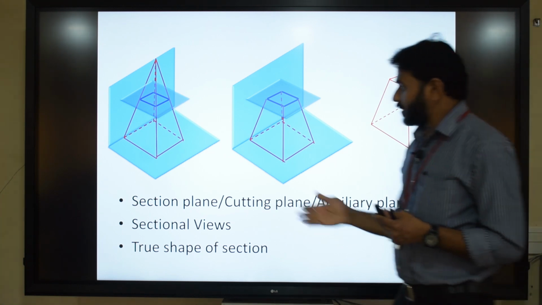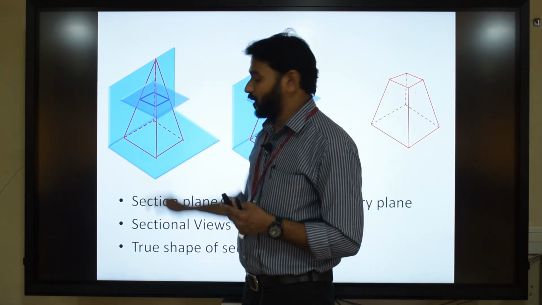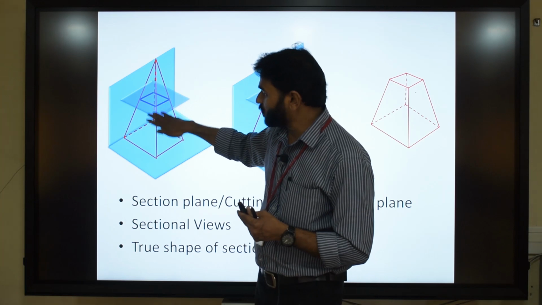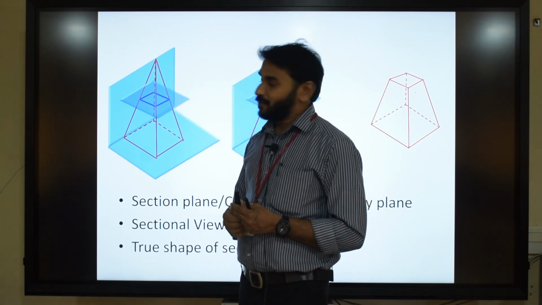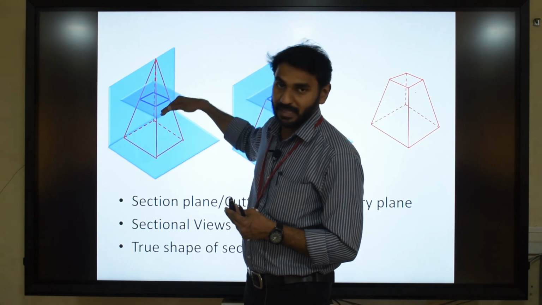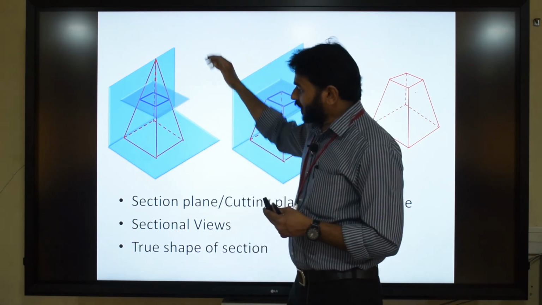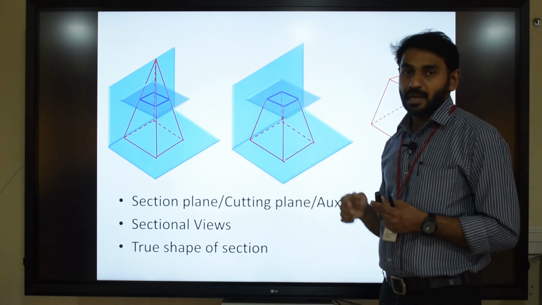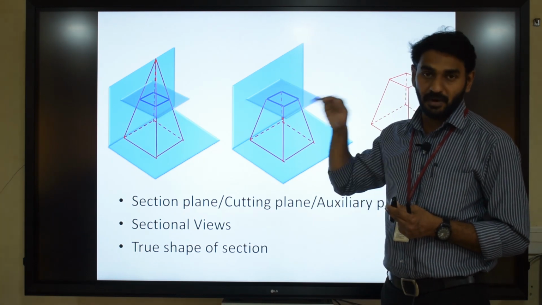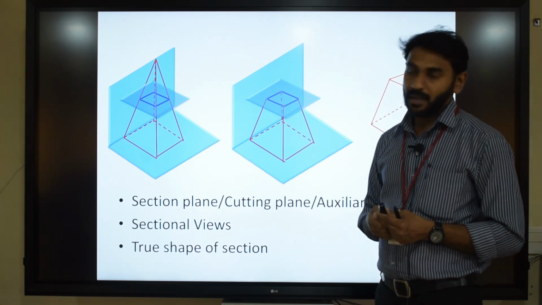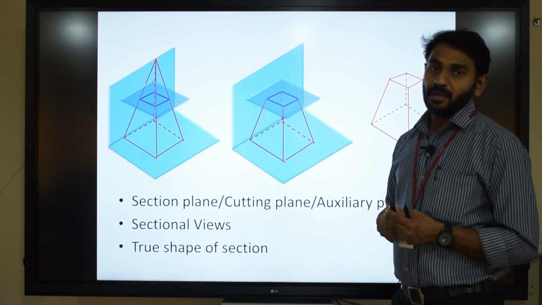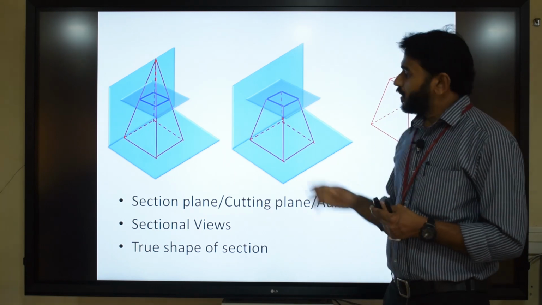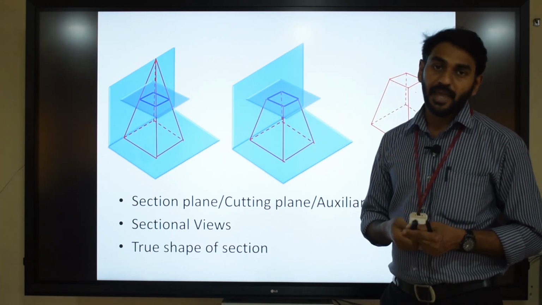In some other cases the section plane is inclined to HP and perpendicular to VP. So we consider a section plane which is inclined to HP and perpendicular to VP. In this case, after removing the portion of the solid between the section plane and the observer, if you look at the solid from the top, you cannot see the true shape of the section. Instead, you will be seeing an apparent shape. You cannot see the true shape, you will be seeing a false shape. This is called the apparent shape. And to see the true shape of the section, the direction of view should be made perpendicular to the sectioned surface, or the sectioned surface should be made perpendicular to the direction of view.